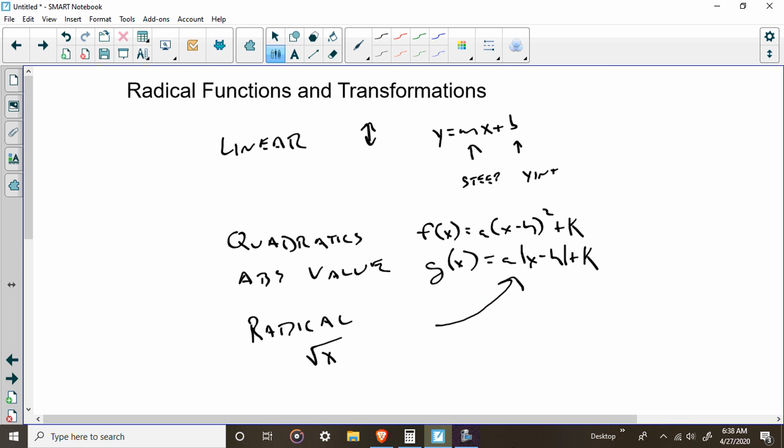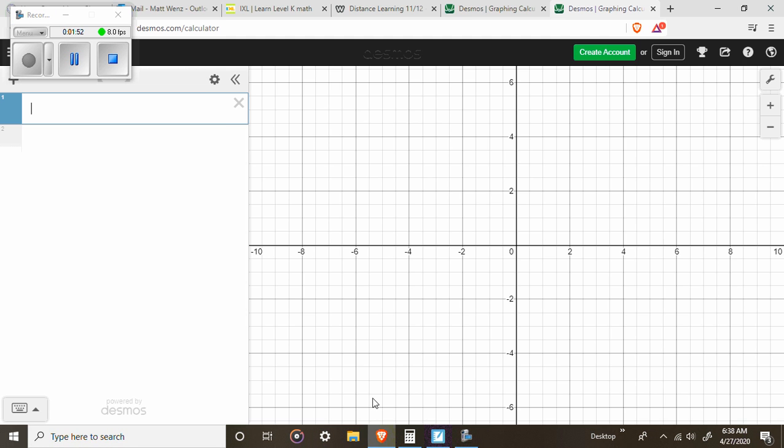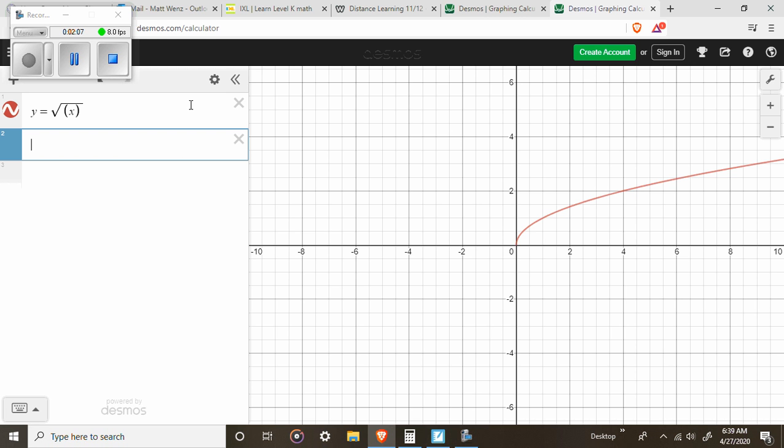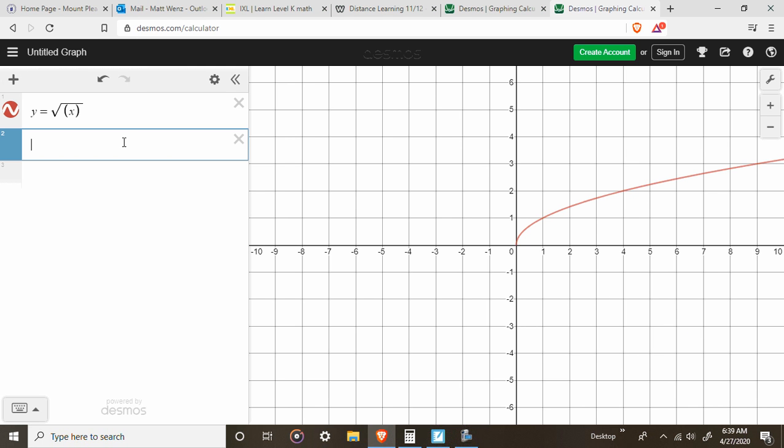Let's start by taking a look at the parent function. So we're on Desmos. The parent function is y equals the square root of x. That is our parent function. That is the most basic function. There's nothing to it, that is as basic as it gets. I just want to make the grid lines a little bit different. All right, now let's talk about what we can do and what's important.